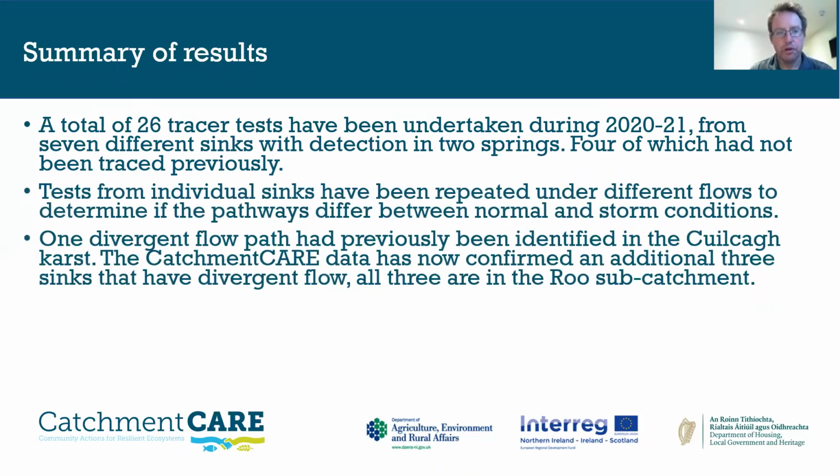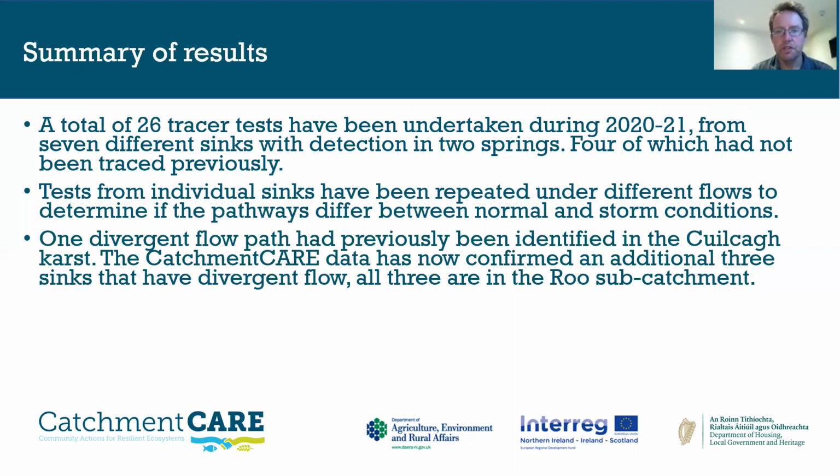We knew that there was already one divergent flow path in the Karst, and that was the Pigeon Pot stream. But with this recent data from Catchment Care, we've now confirmed that there are an additional 3 sinks where we have divergent flow. Not just the Polney-Ossen stream, which I showed in the schematics earlier, but we have a similar situation with 2 other stream sinks in the area, one referred to as L6 and another one as Apol Neblinia.